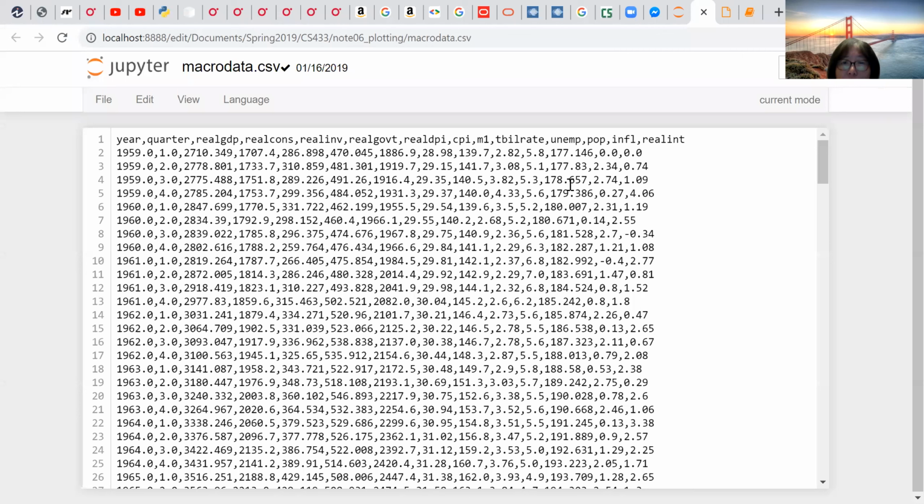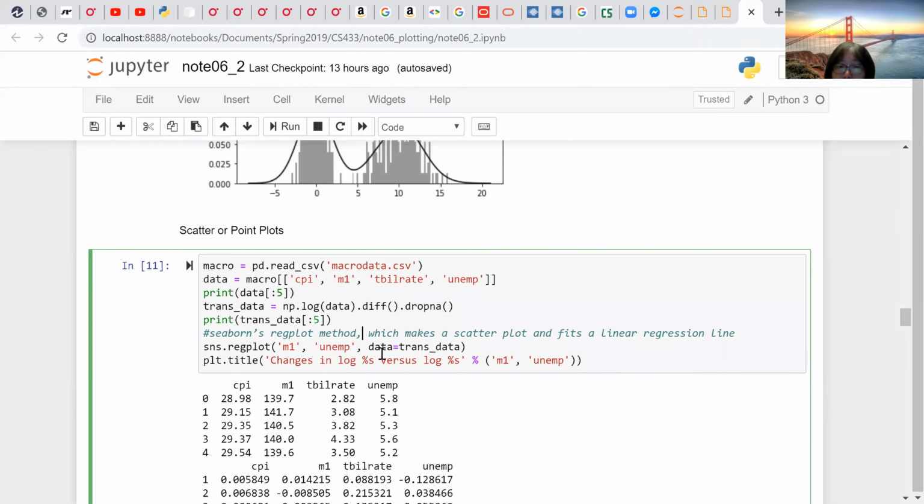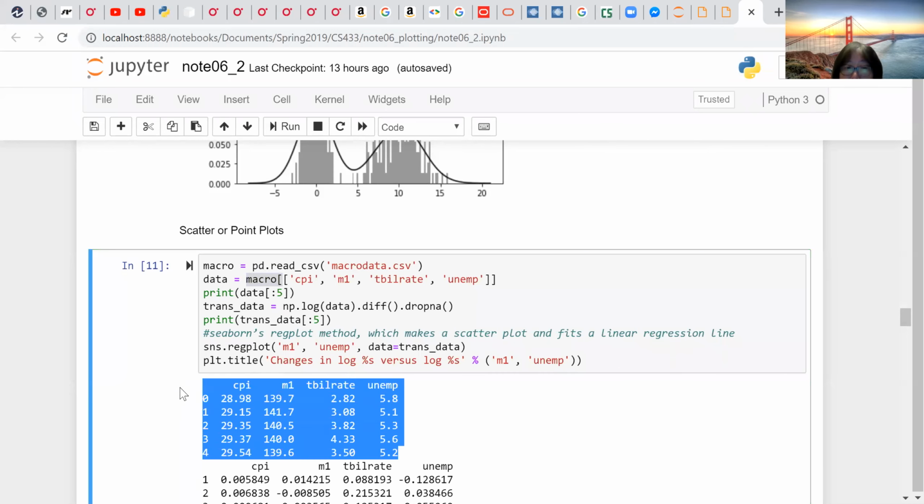And here, we are going to use the consumer CPI, the M1, the T-bill rate, and the unemployment rate. So we are going to pick those 4 columns of data and do some plotting, okay? We read data from the CSV file, and we pick those 4 columns of data. The top 5 rows that we show here give us some sense of the data, okay?